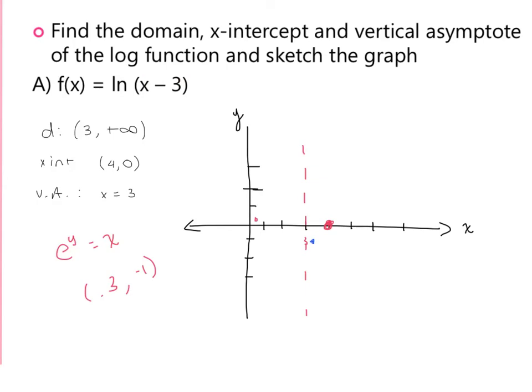Then I'm going to do the same thing for when I'm at e to the first power. e to the first power is going to be approximately 2.72. So if I'm moving this 3 to the right, that's approximately 5.72. So let's go ahead and estimate that: 1, 2, 3, 4, 5.72, somewhere around here at 1. And now let's connect the points, and we're good to go.